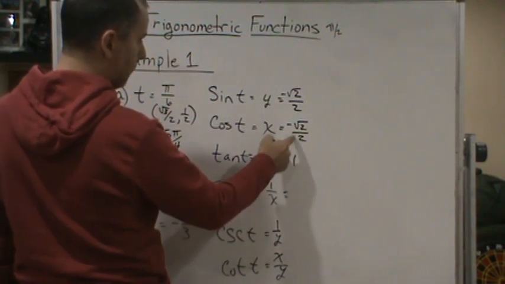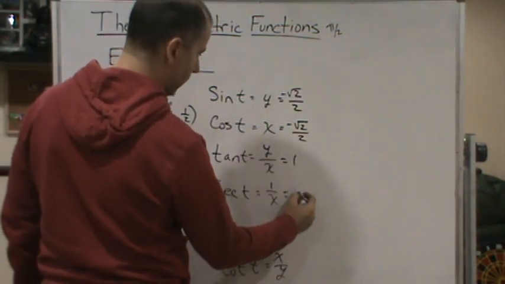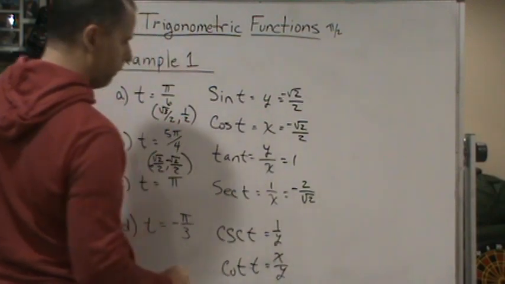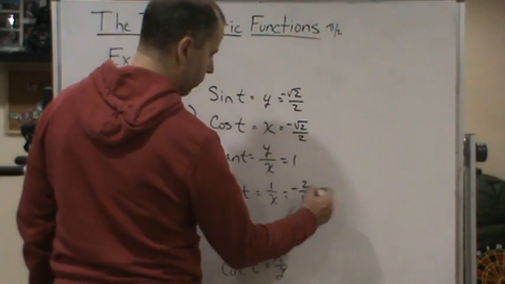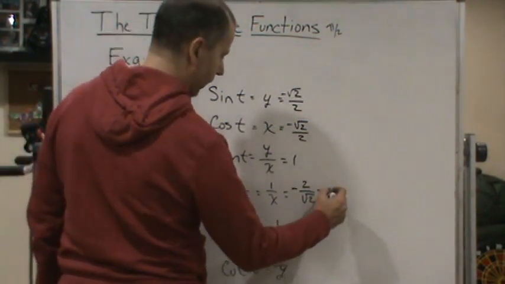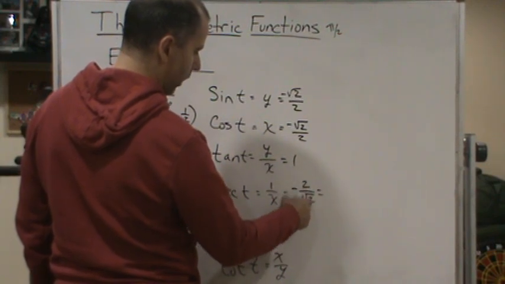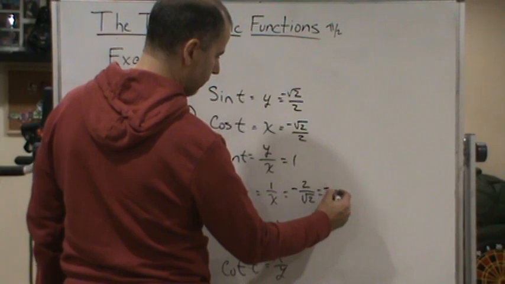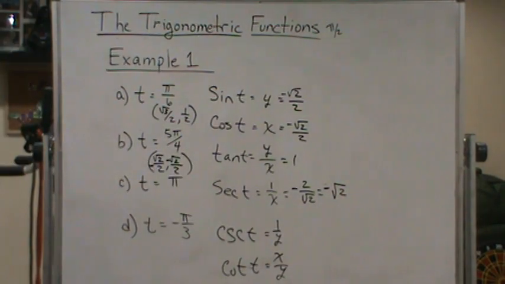So it'll be the reciprocal of this one, right? So we're going to flip this one. So it'll be negative 2 over square root of 2. But again, we can't have the root here, so we're going to rationalize that. So we're going to get what? We're going to get 2 root 2 over 2, but the 2's are going to cancel. So we get negative root 2.